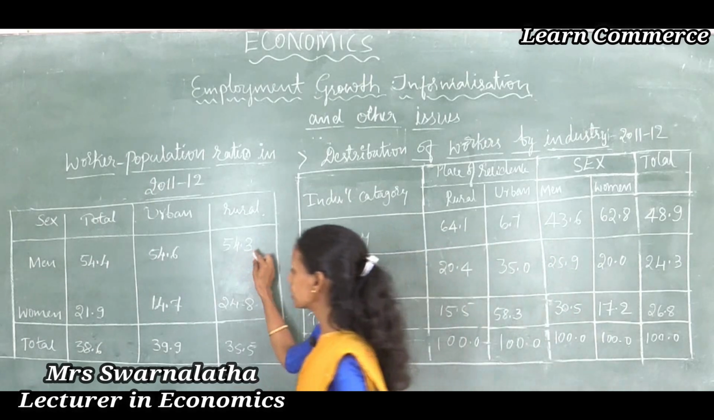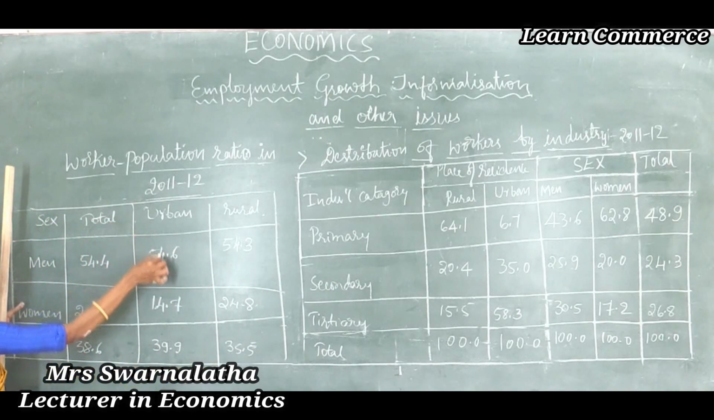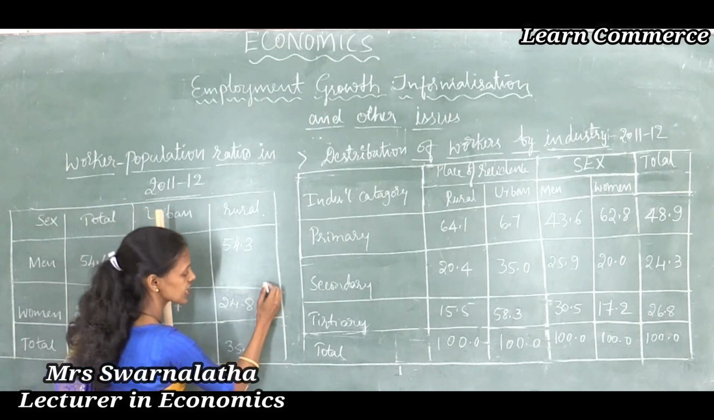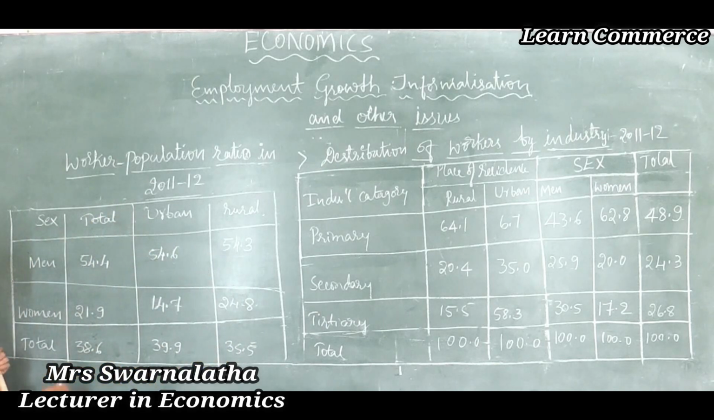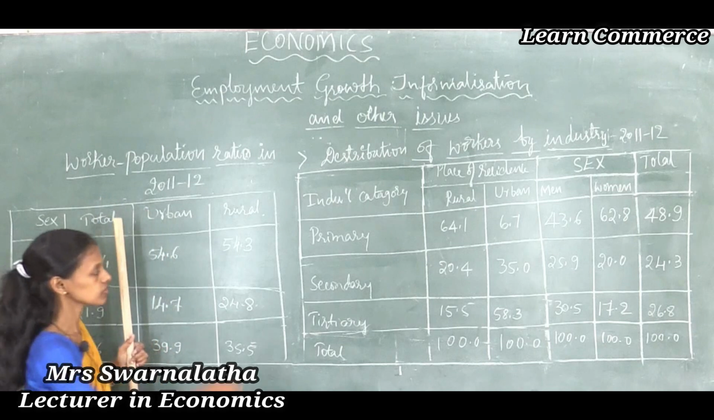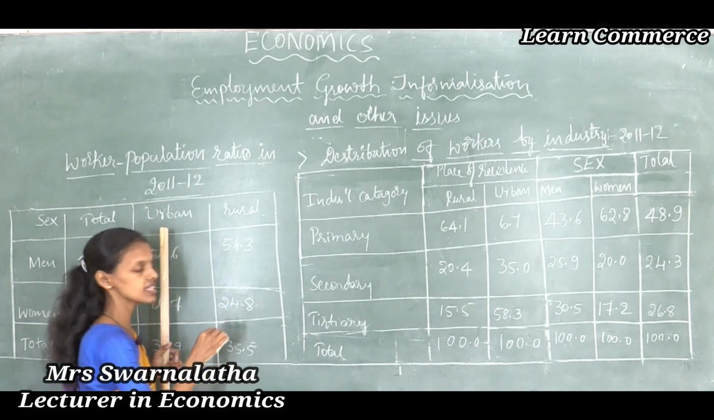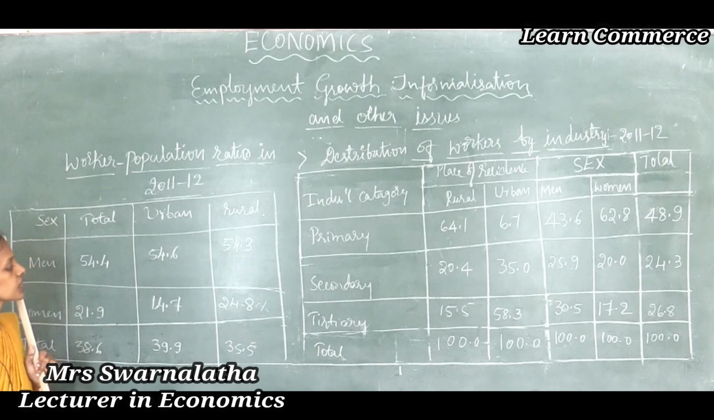While considering urban and rural areas, men's working population in urban areas is 54.6%, who were engaged in work, and in rural areas 54.3% men were working. According to the 2011-12 report, urban working women were 14.7% and rural working women, or people engaged in economic activities or employment, is 24.8%. Thus, comparing to this, we are going to see the total workers population ratio in 2011-12.